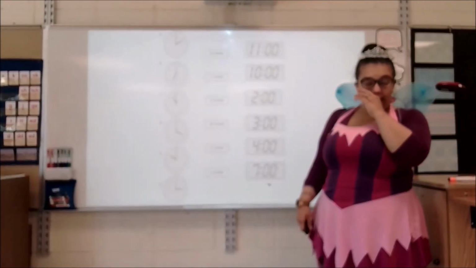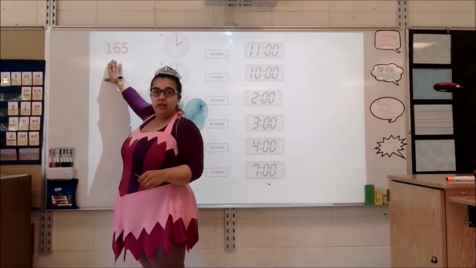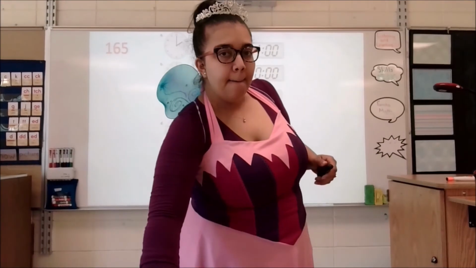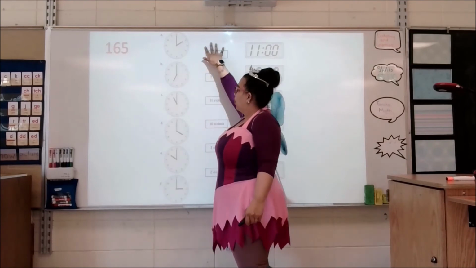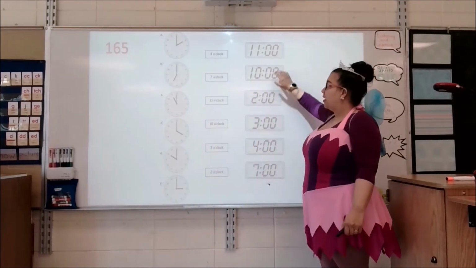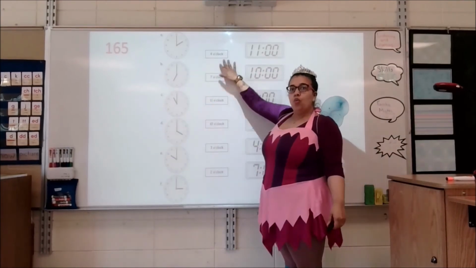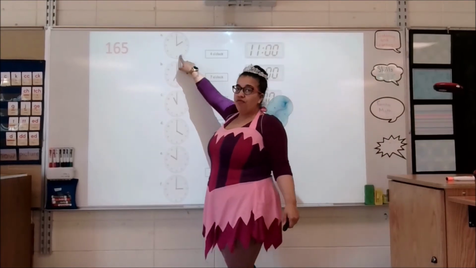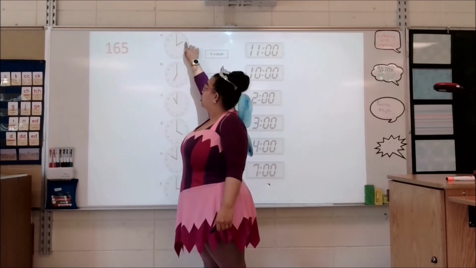So what we're going to do together, looking at page number 165, in which book? Your Succeed book. Good, your Succeed book. Bedroom, red trim, red number. We're going to match the clocks with their word time and the digital clock. So we have analog, word, digital.